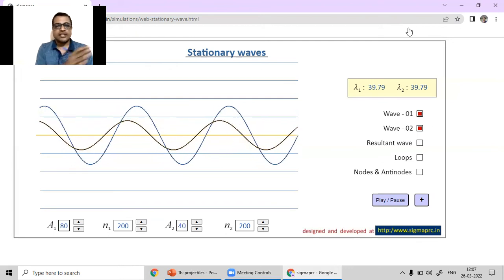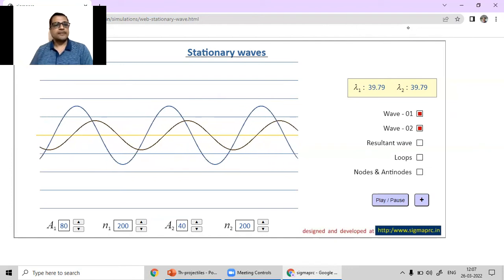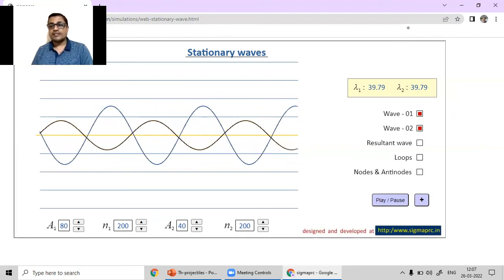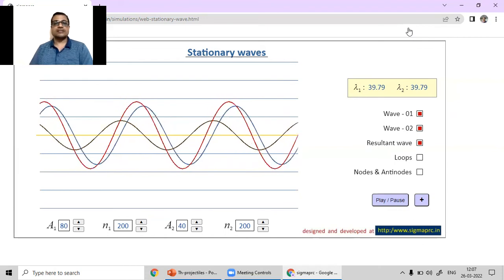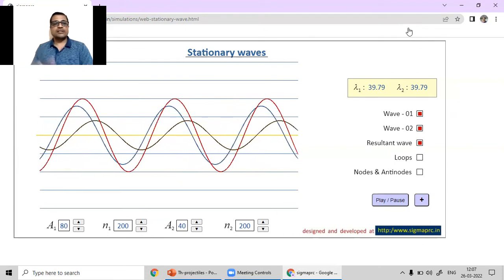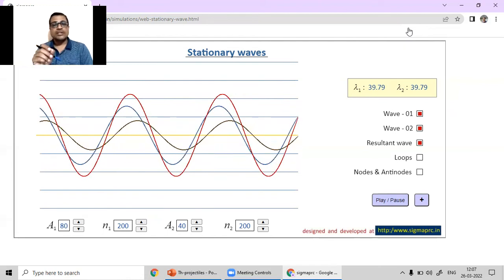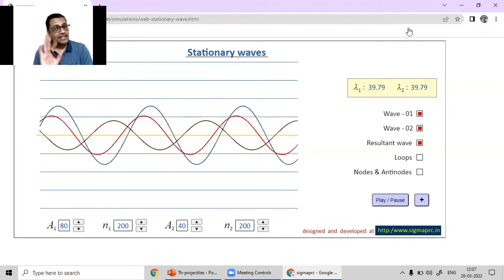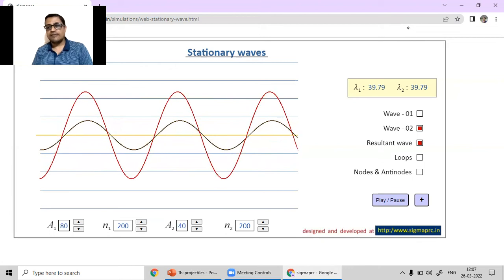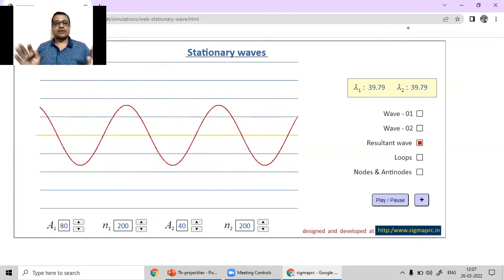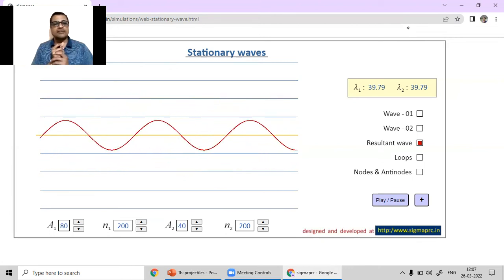So these two waves, when they are propagating, it will look like this. Now, how will the resultant look like? This is how the resultant will look like. You might say, but sir, it is almost like what we see in the previous case. True, it is almost, but not exactly. Let us hide wave 1, let us hide wave 2. Now see, does it even look like a stationary wave?